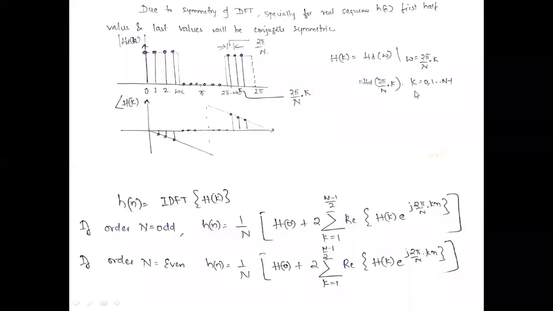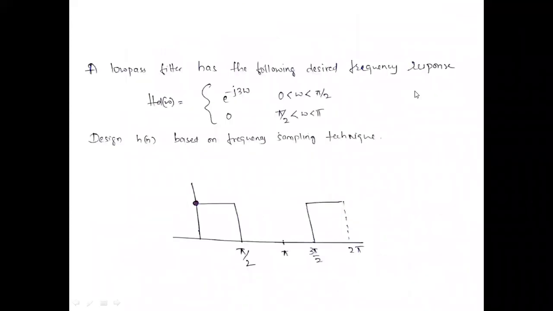So let us see a problem now. Here is a regular looking problem. A low pass filter where he has given the magnitude as 1. Phase angle is e to the power minus j omega alpha. So this is my alpha, which is related to alpha equal to (n minus 1) by 2. That makes my filter of order n equal to 7.